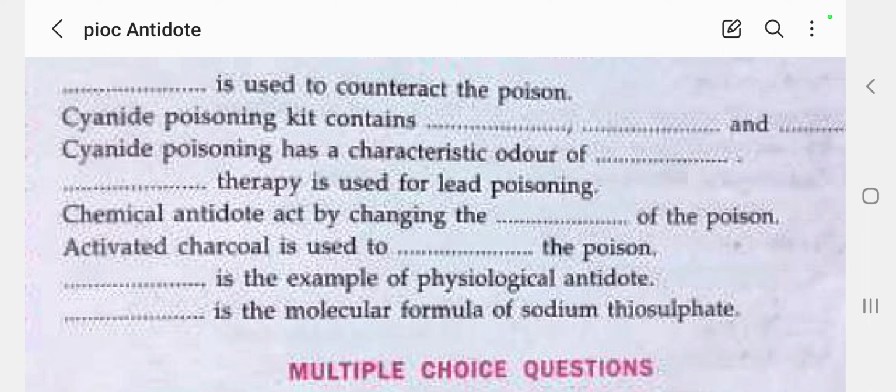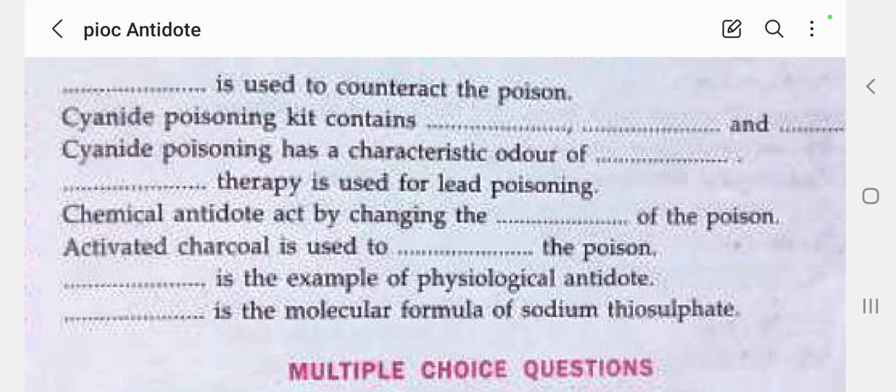Next, chemical antidote acts by changing the dash of the poison. Chemical means, so you should understand that it changes their chemical nature. Chemical antidote means it changes the chemical nature of the poison.